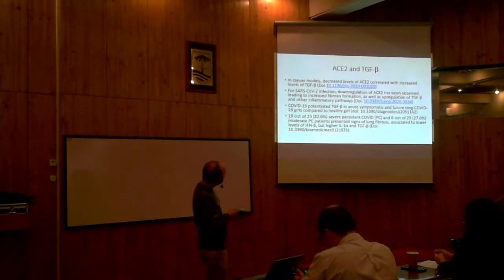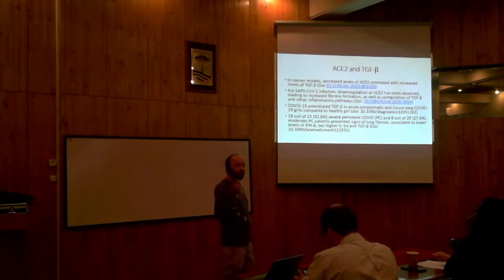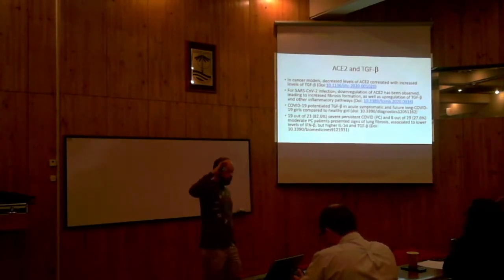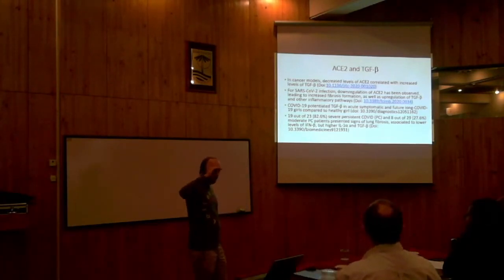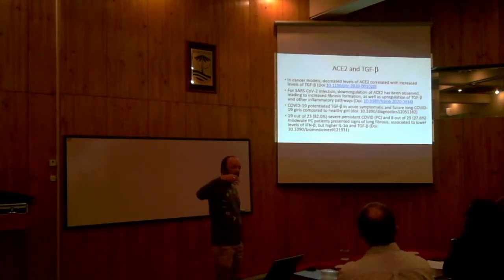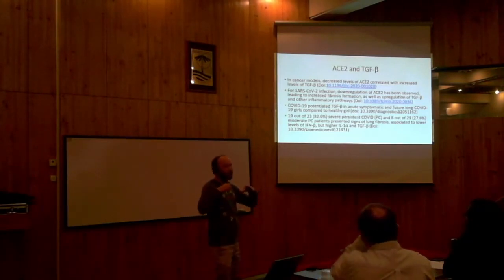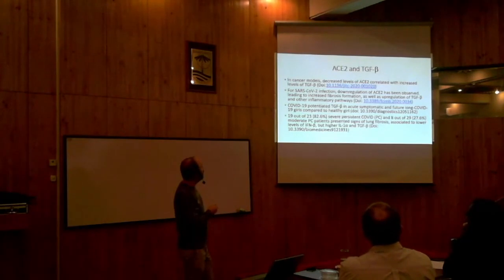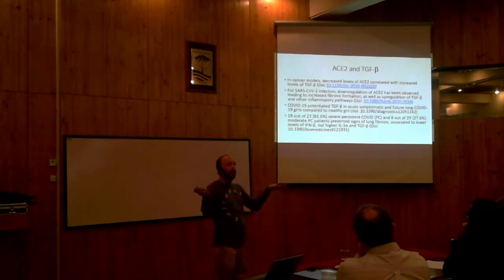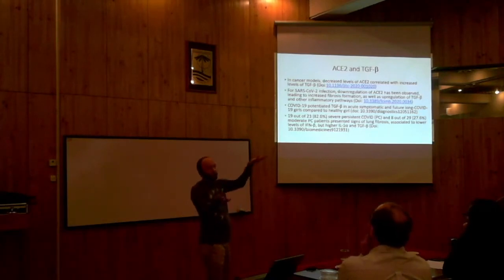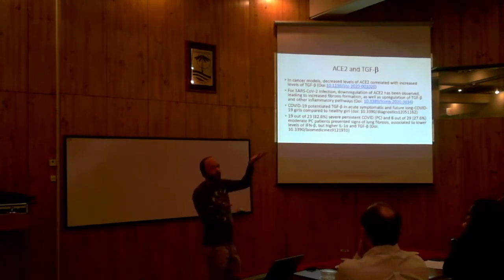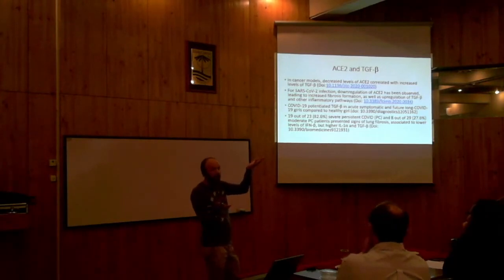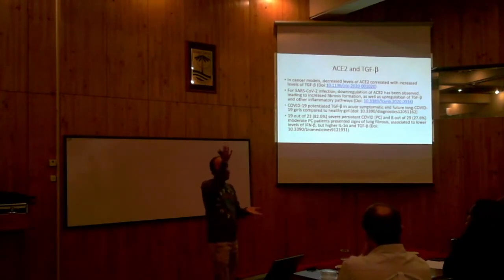For instance, in cancer models, decreased levels of ACE2 correlated with increased levels of TGF beta. One thing that we also observed is that with COVID, they reduce the ACE2. They infect the cells, and ACE2 also gets reduced. So why is a reduced level correlated with increased levels of TGF beta? You have a balance between ACE and ACE2, and this balance is important for pro-inflammatory or anti-inflammatory pathways. If the balance is more toward ACE, then you have a more pro-inflammatory phenotype. But if you have more ACE2, then it's more anti-inflammatory.